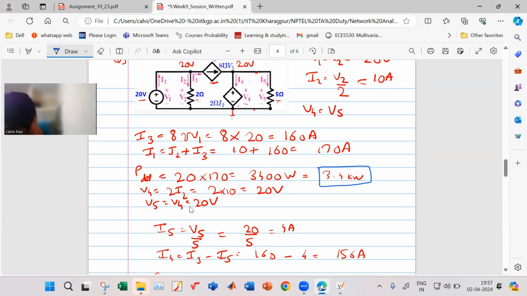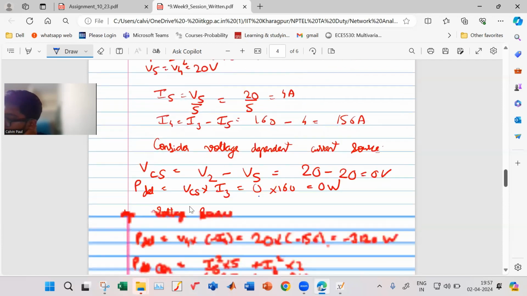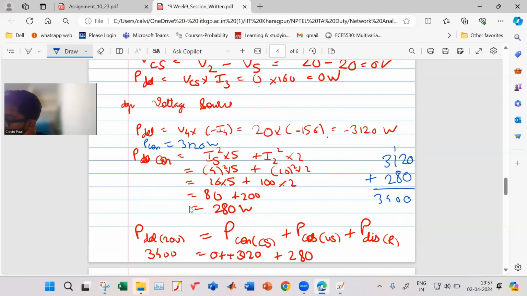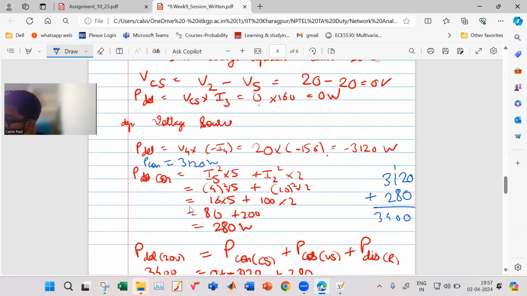So we should not take that V into I value while calculating the power consumed by the resistors. No, yeah, you must not take V into I. You must do I square R. So what happens if we take V into I value? Even if you take V into I, it will come positive.